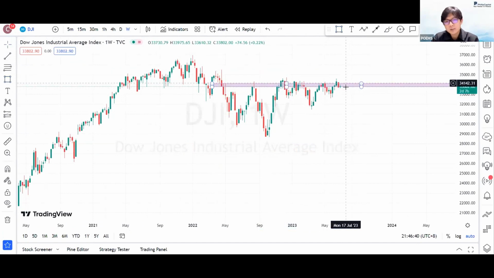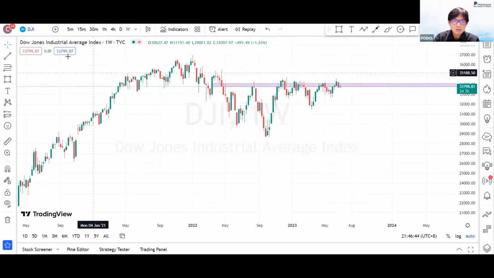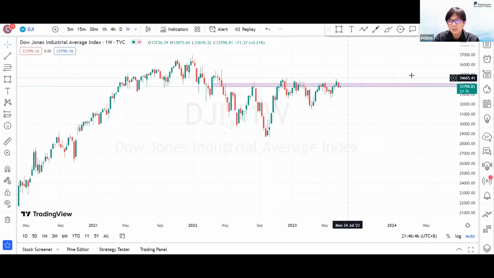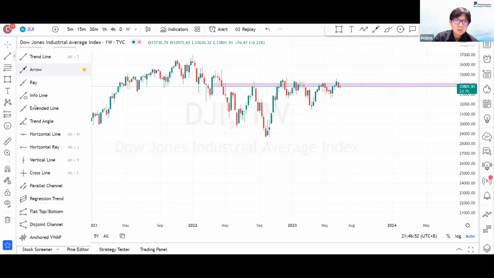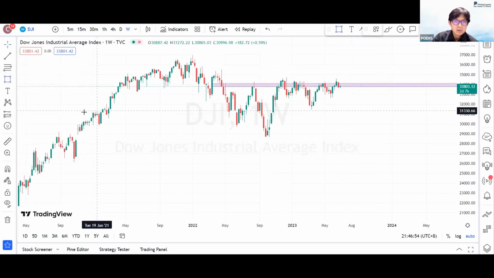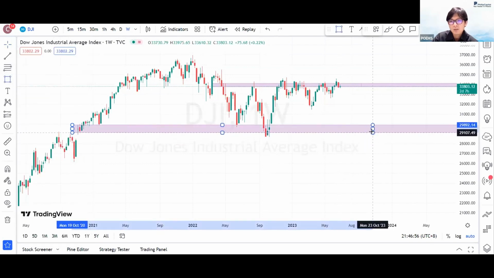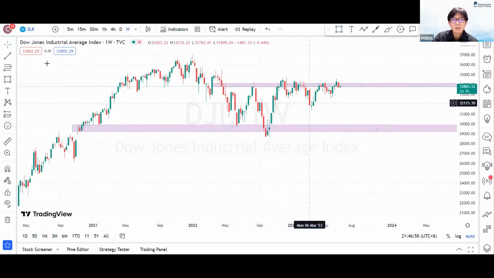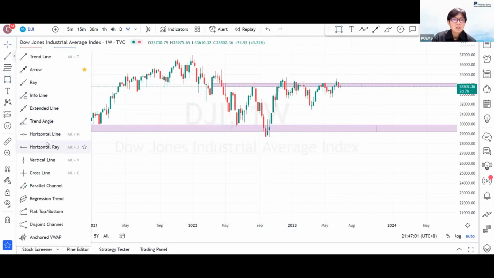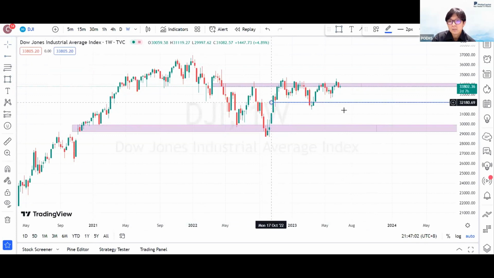Price is still showing a little bit of rejection. Unless price can sit nicely above 34,000, we might still be stuck in this range bound area, which is from 30,000 to 34,000. On a lower time horizon, we might be looking at 32,000 towards 34,000, which is where the price is currently sitting now.